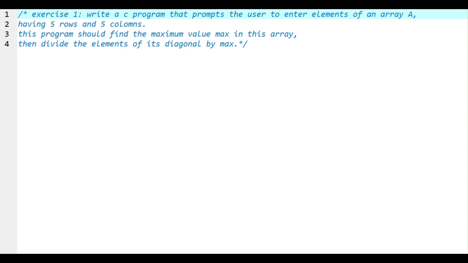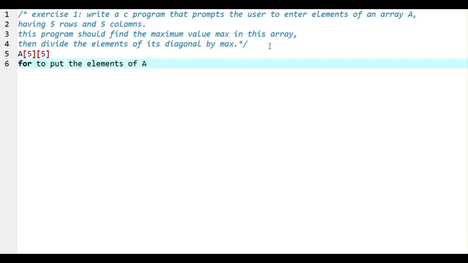In this exercise, first of all, I need to define an array A that has 5 rows and 5 columns. Second step, I need to define i and j and the max. Later, I need to put the elements of this array. I need to use the for loop to put the elements of A.